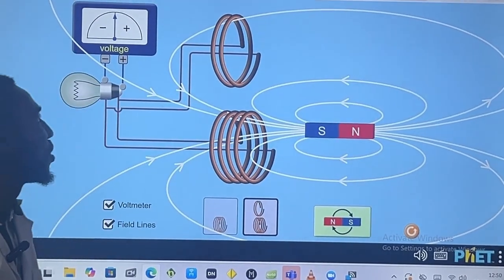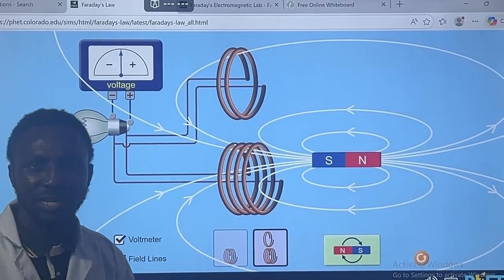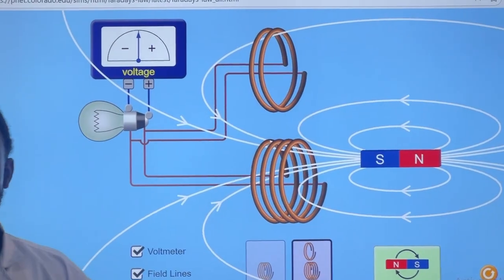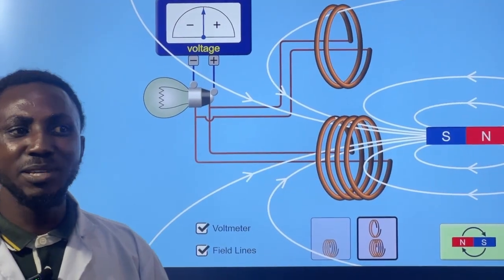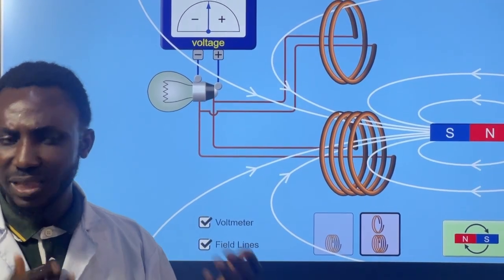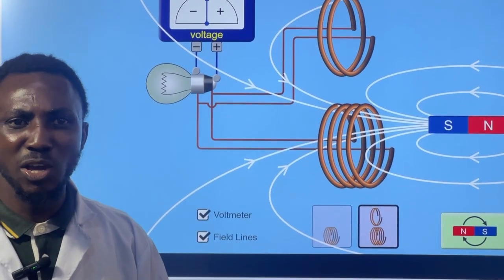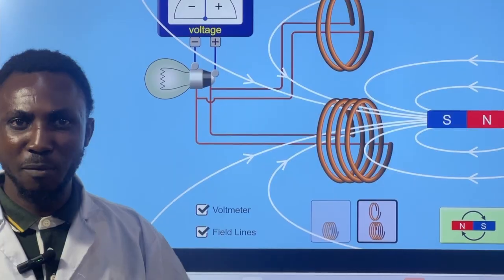I also want to show us another thing when we talk about electromagnetic induction. There's something we call Faraday's law of electromagnetic induction. Michael Faraday was a brilliant man. He gave us a law about this. He said when there is relative motion between a magnetic line of force and a coil, an EMF is induced, which is proportional to the rate of flux producing it.